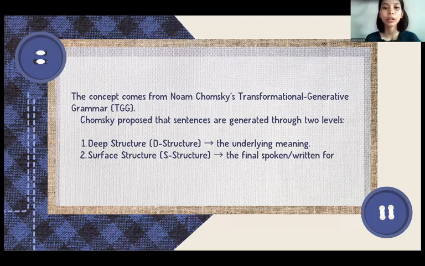So this concept comes from Noam Chomsky's transformational generative grammar, or TGG. Chomsky proposed that sentences are generated through two levels. The first is deep structure, which is like the underlying meaning, and the next is surface structure, or S-structure. It's like the final spoken or written form.